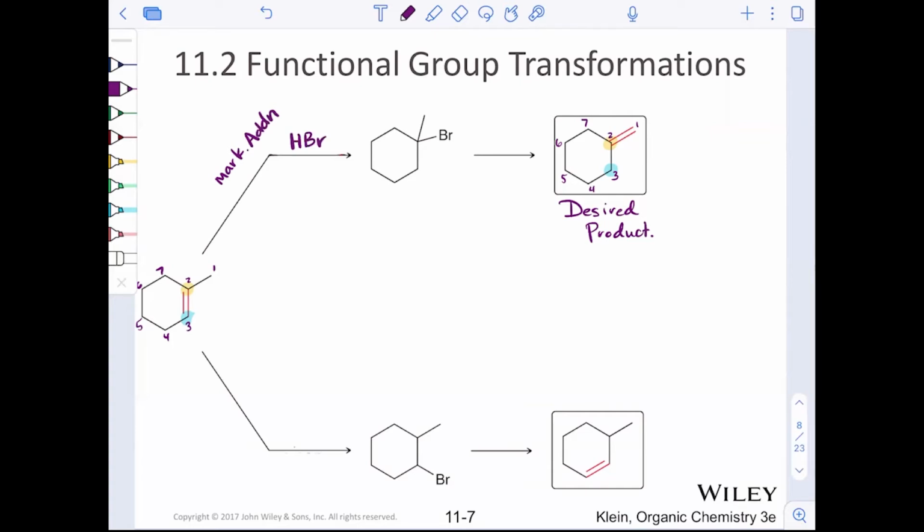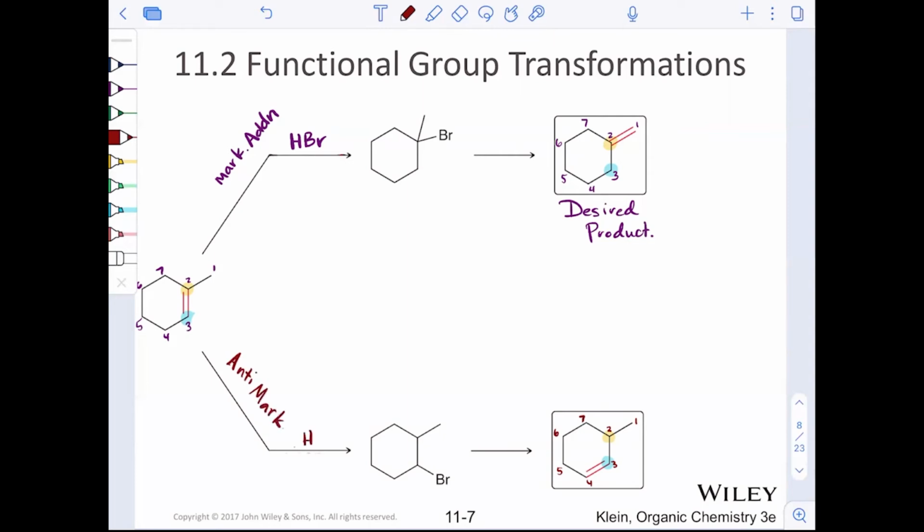All right. If we wanted to do the alternative route, if we were thinking about carbon 2 gaining the hydrogen and carbon 3 keeping the pi bond, notice how carbon 3 here in our alternative product is the less substituted position. We do know a way to do our anti-Markovnikov.